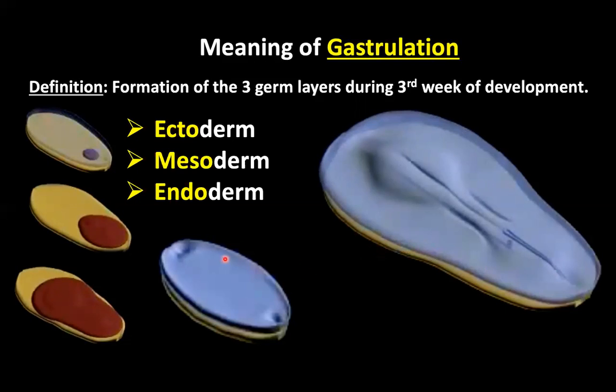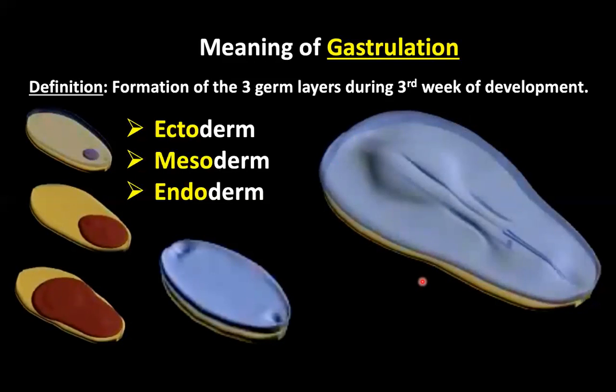As you can see, the cells are proliferating more in the cranial part of the embryonic disc rather than the caudal part. So with more proliferation of cells in the cranial part of the disc and less proliferation of the cells in the caudal part of the disc, this makes the disc this shape.